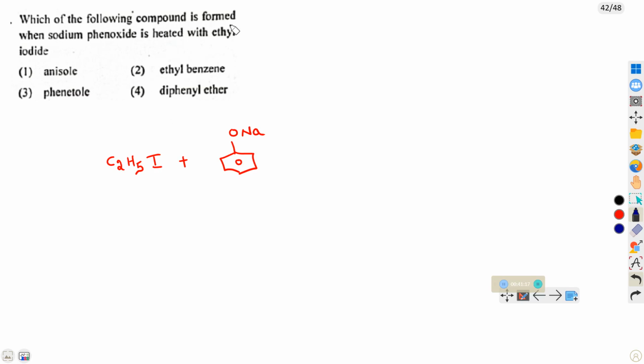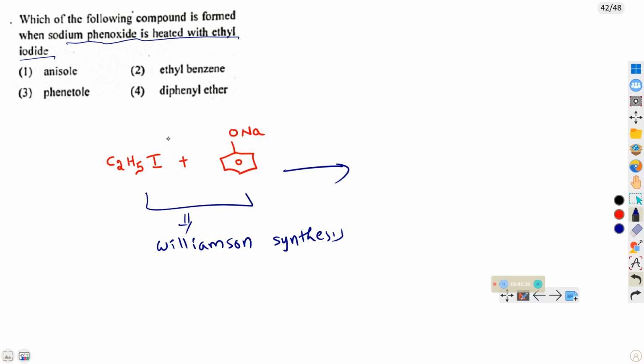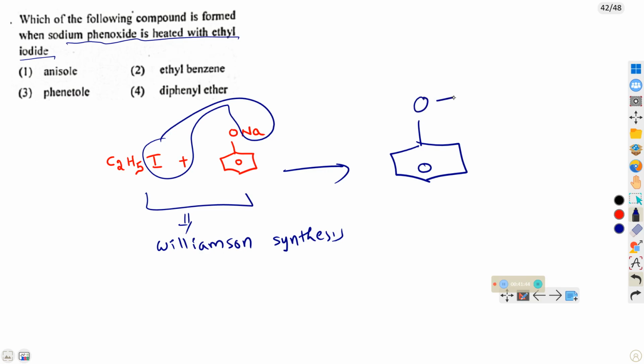Which of the following compound is formed when sodium phenoxide is heated with the ethyl iodide? Alkyl halide reacts with sodium alkoxide. The reaction name is called Williamson synthesis. An ether synthesis. Then remove NaI. Then it gives C6H5OC2H5. Compound is ethoxybenzene. Ethoxybenzene common name is phenetole. Methoxybenzene is called anisole. Ethoxybenzene is called phenetole.